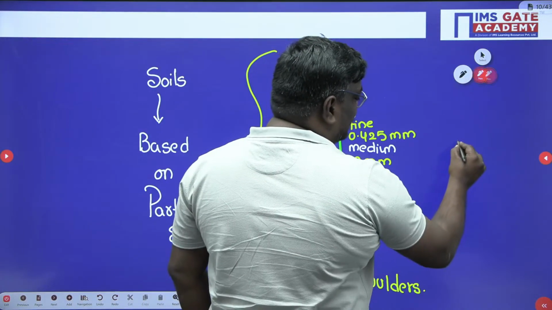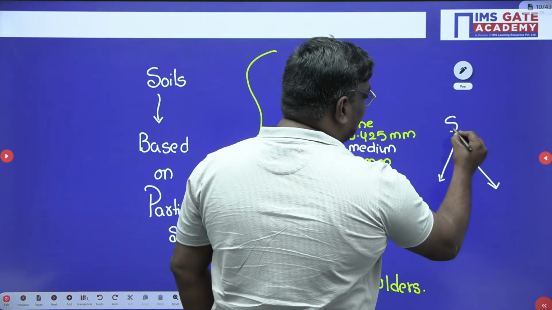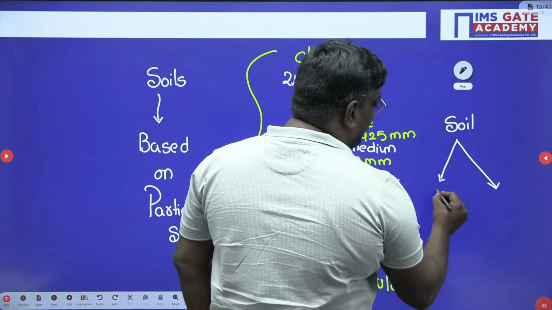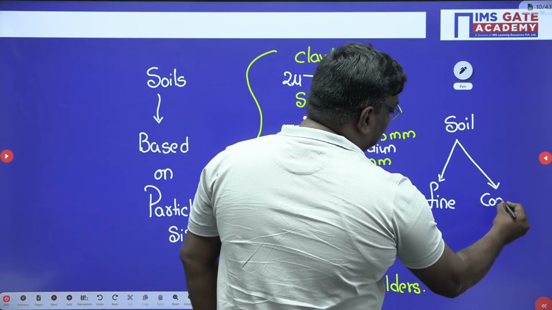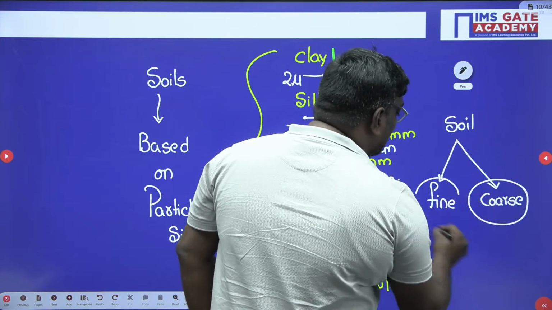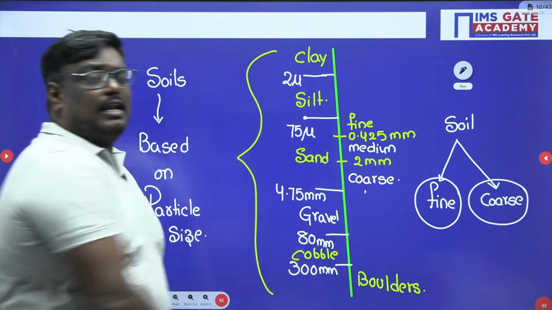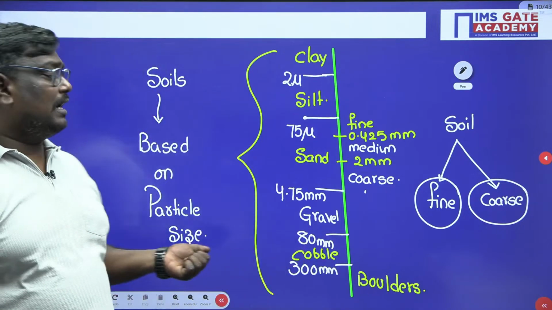To be more specific, my dear students, soils are classified into fine grain and coarse grain. In soil classification, we will discuss those things also. Broadly, soils are classified into fine grain and coarse grain, and how they are classified here is based on the particle size. This is how they are classified.